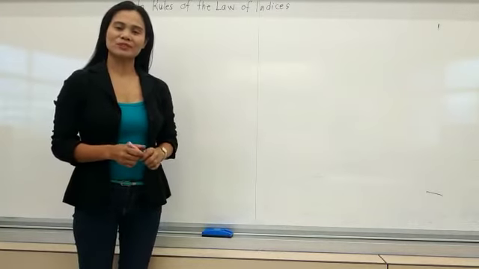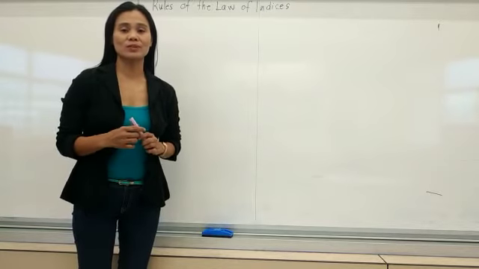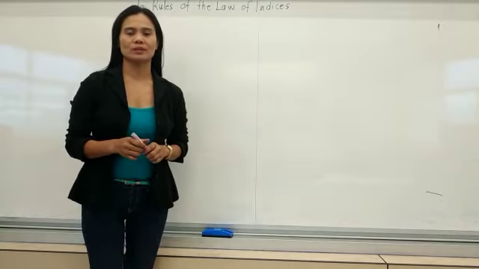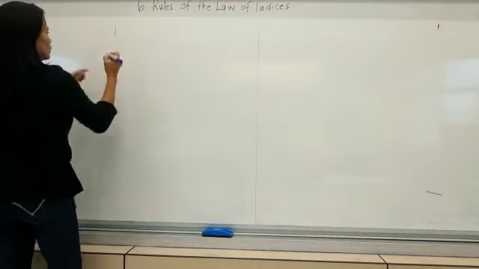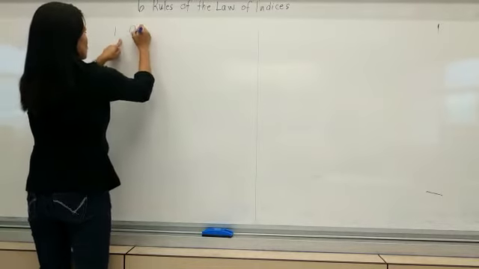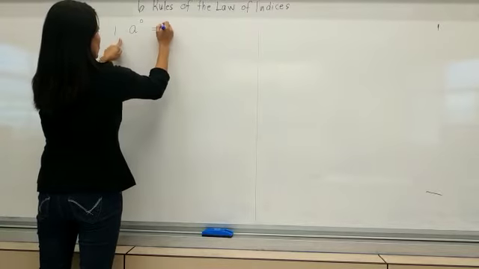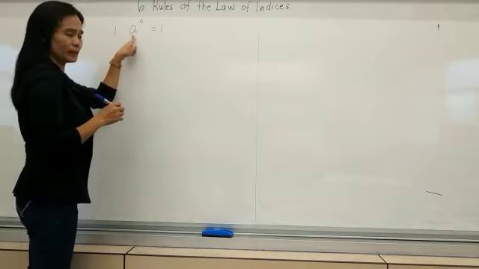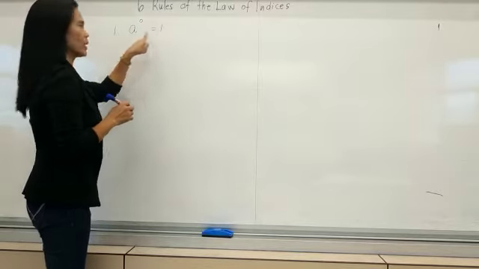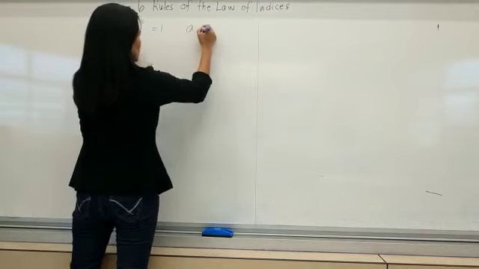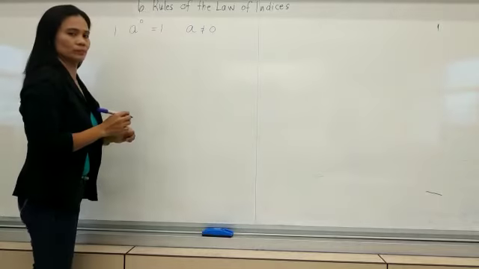The lesson in this video is all about the 6 rules of the law of indices. Okay, let's have rule number 1. Say a to the power of 0 is always 1, or any number raised to a power of 0 is always 1, except a must not be equal to 0.